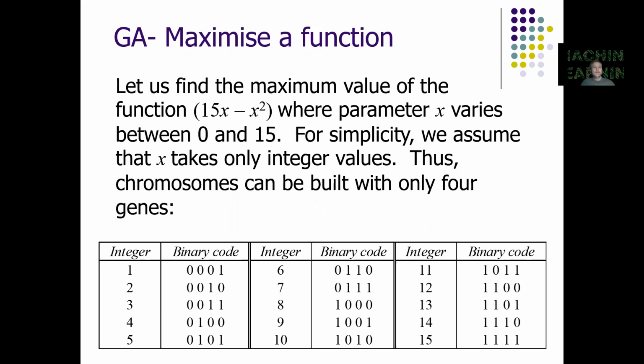That's another example of GA to maximize a function. We want to find the maximum value of the function 15x minus x squared, where the parameter x takes values between 0 and 15. To make things simple, we assume that x can only take integer values. We have chromosomes that have only 4 genes, and this table shows you for each one of the integers, 1 to 15, the binary code that represents the integer value.